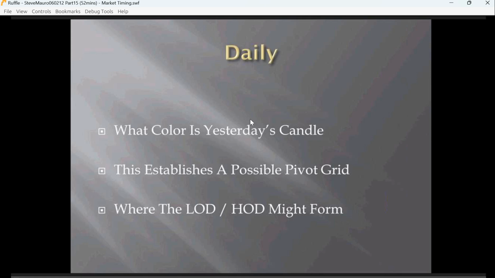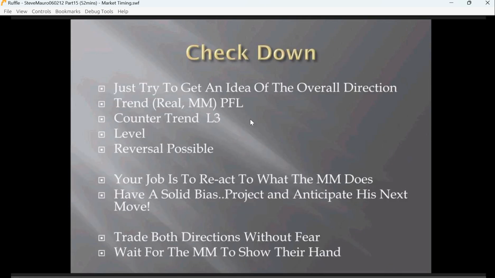All right. So what's your check down? What should you be doing? You're trying to get an idea of the overall direction. The real trend versus the retail trader's trend. Okay? Are you going to be a counter trend today? Are you in level 3? You're expecting the reversal. So you're looking for top side. If the price has been going up, you're looking for top side reversal.